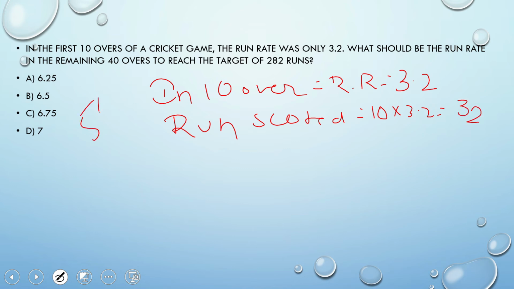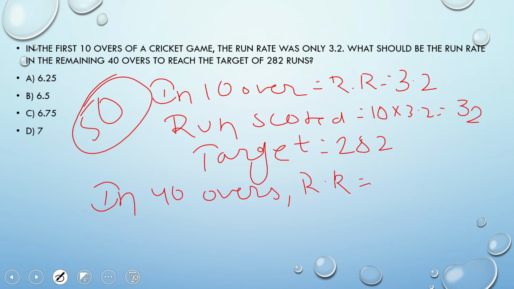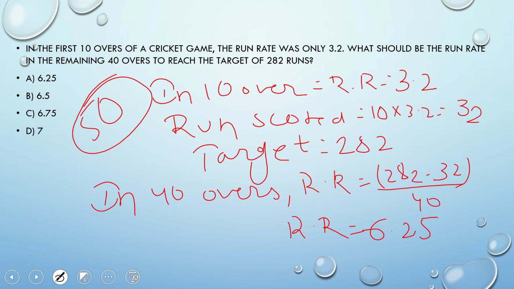It's a 50 over game, so the remaining runs should be scored in the remaining 40 overs, in which the target is about 282. Now in 40 overs the run rate would be 282 minus 32 divided by 40, and if you solve this you will get run rate equal to 6.25, which is in option number A.